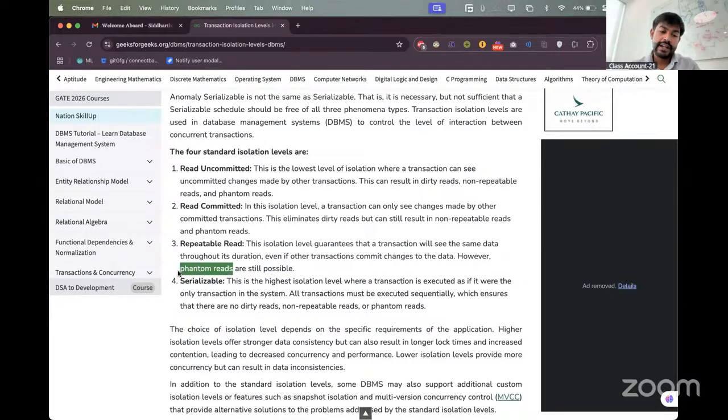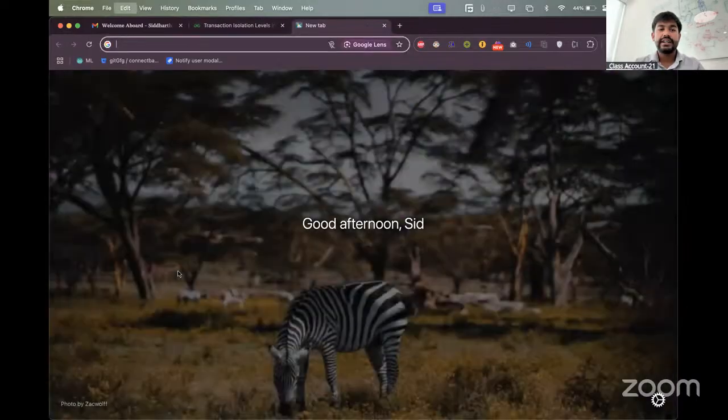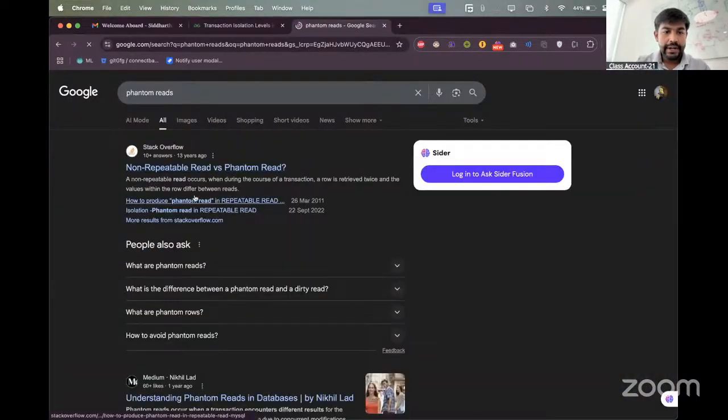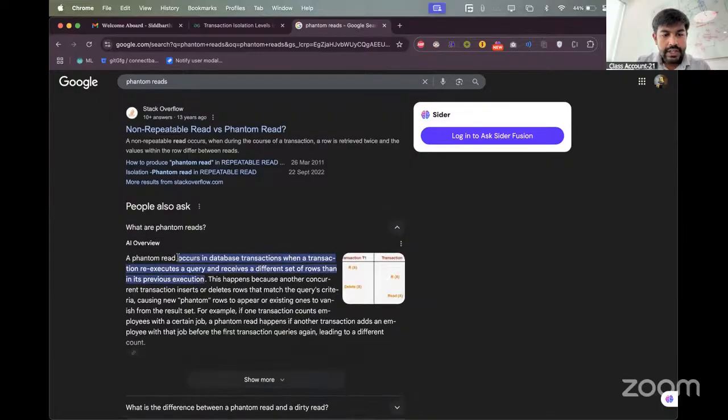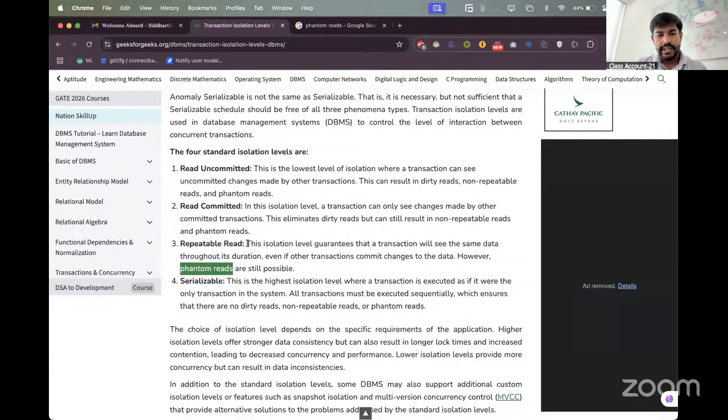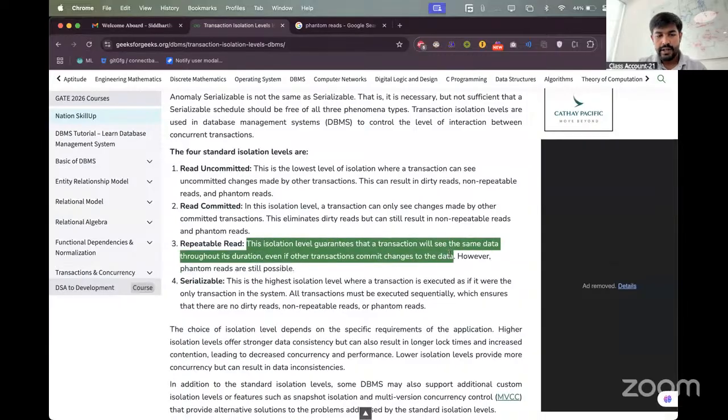What do you mean by phantom reads? Phantom reads are termed as dirty reads. Okay, so non-repeatable read, what is phantom read? It occurs in a database when a transaction re-executes and receives a different set. You don't need to know about this as of now, just ignore this term, but this term is very important. This isolation level guarantees that a transaction will see the same data throughout its duration, even if other transactions commit changes. So I would again tell you everything in Hindi.